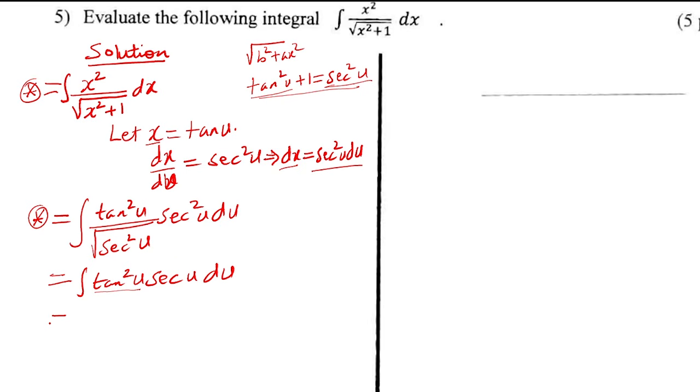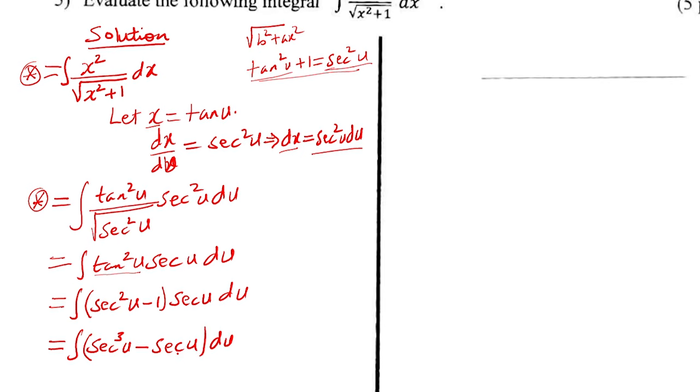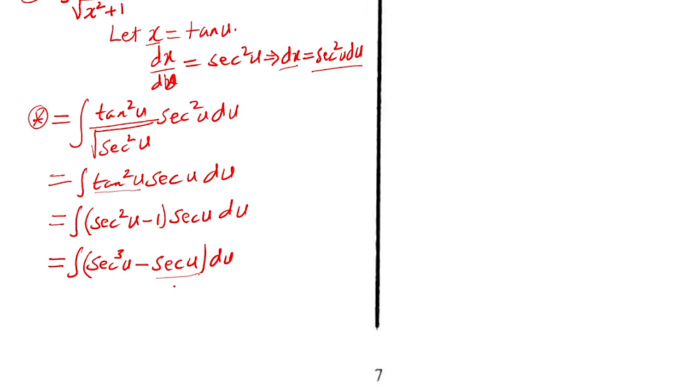So this can be expressed as the integral of sec square u minus 1 times sec u du. Distribute sec u. The integral of sec cubed u minus 1 times sec u du. Now, remember what's the integral of sec u. Let's do each separately.